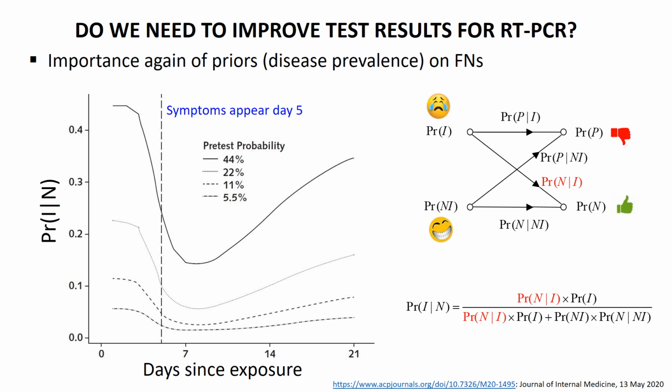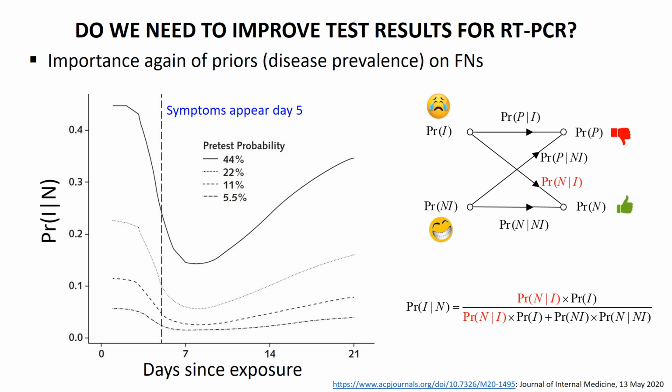And these curves follow exactly the same way as the previous graph, where they're very high on the days before symptoms appear, reach a minimum, and then start increasing again. And you can see why, if you have a high pretest probability, that should increase the false negatives, because if the probability of I is very large, then you're going to get a greater contribution going on the downward diagonal from top left to bottom right, and that's going to increase the probability of a false negative.